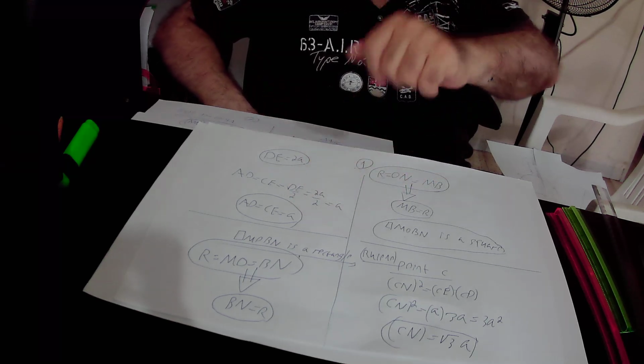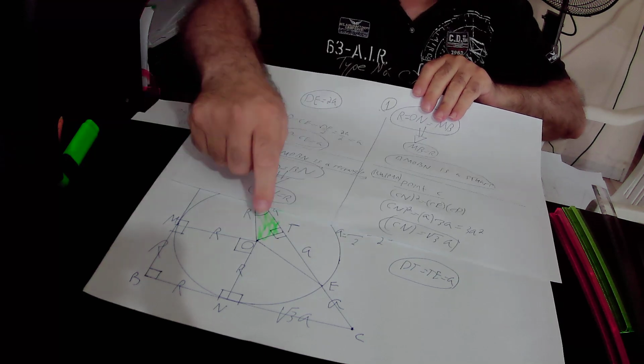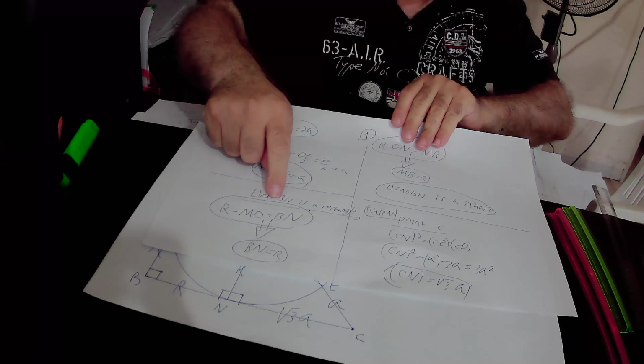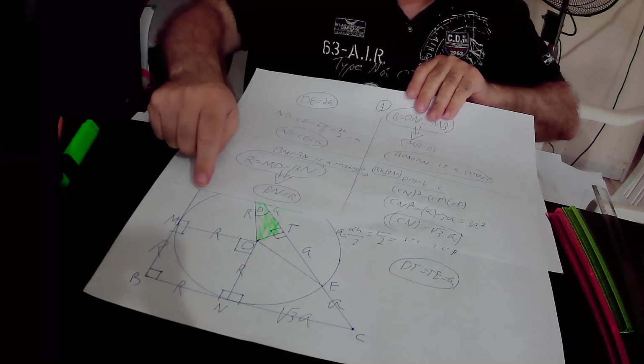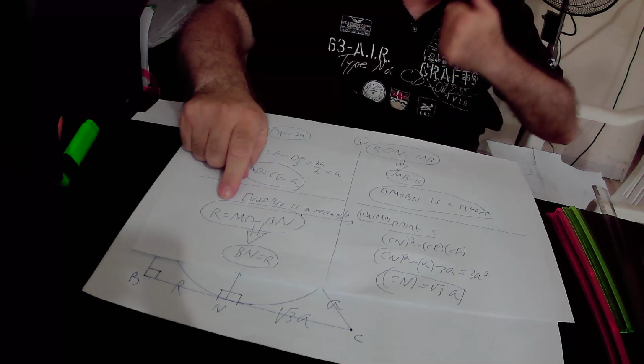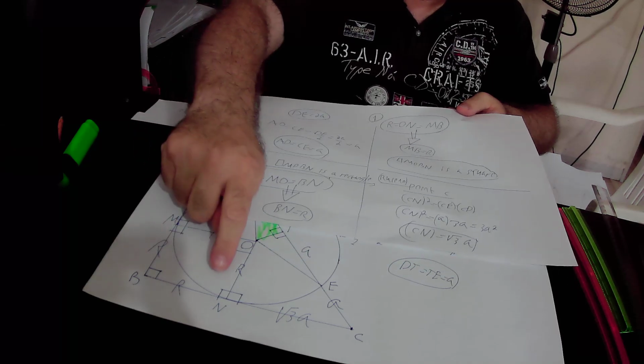Quadrilateral MOBN is a rectangle, and you know that the opposite sides of a rectangle are equal to each other. That is to say, MO equals BN. But here, we know that MO equals R, so from this equation, R equals MO equals BN, we will derive that BN is also equal to R.